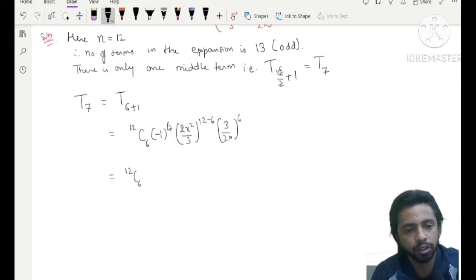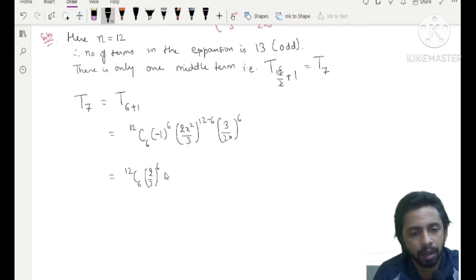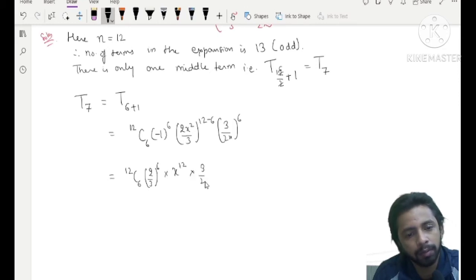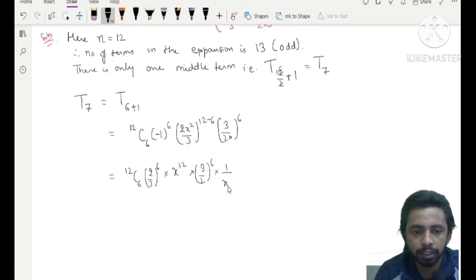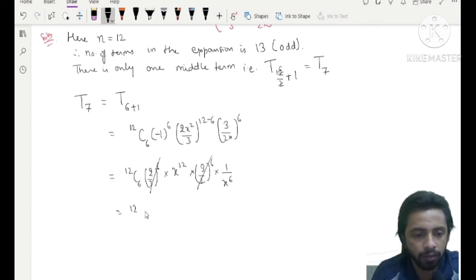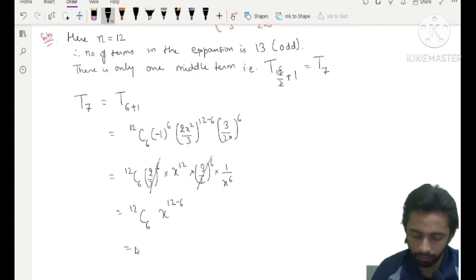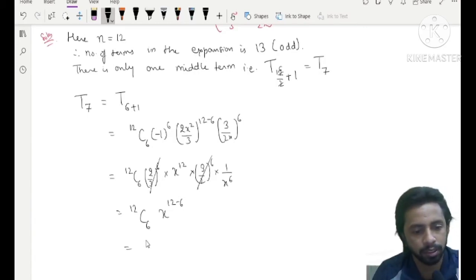12C6, minus 1 raised to the power even is positive, so no need to worry. 2 by 3 raised to the power 6 multiplied by x to the power 12 into 3 by 2 raised to the power 6 into 1 by x to the power 6. So 2 by 3 to the power 6 and 3 by 2 to the power 6 will get cancelled. We have 12C6 x to the power 12 minus 6. Let's find the value of 12C6. This will be 924. So this is 924 x to the power 6, and that is the answer.